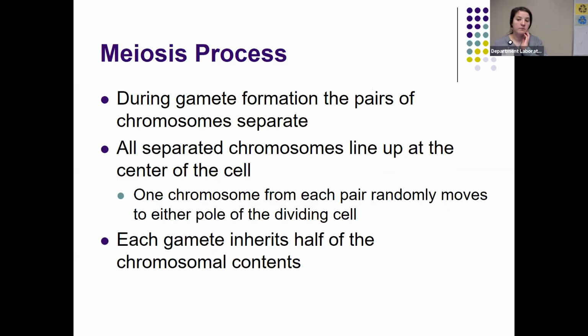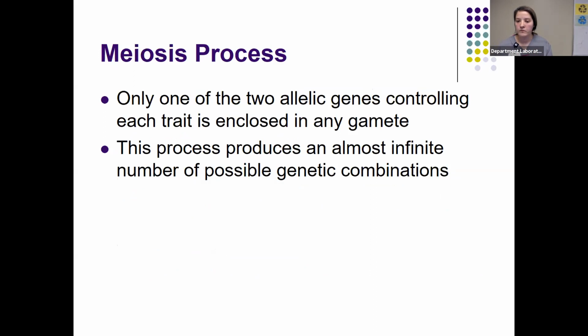During meiosis, the process of gamete formation, the pairs of chromosomes are going to separate and line up at the center of the cell, and then one chromosome from each pair is randomly going to move to either pole of the dividing cell, and each gamete will inherit half of the chromosomal contents. You all know this. And that'll give you 2 alleles for the gene controlling each trait. Given all of that, that gives us infinite possibilities. That's why we're all so different.